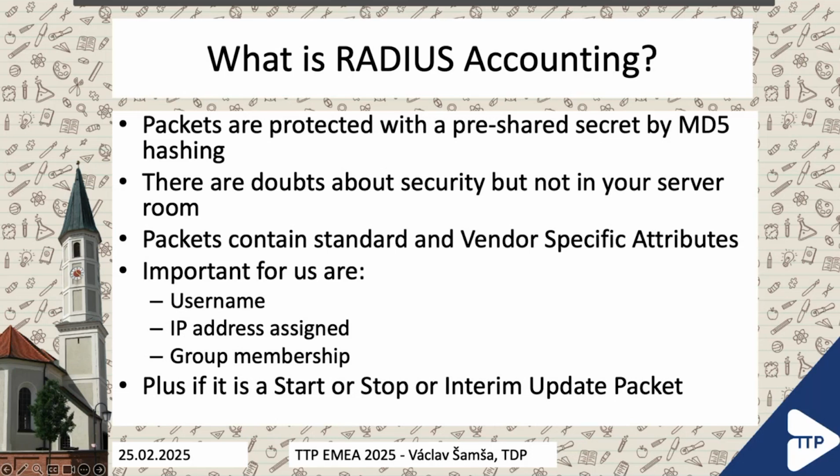Those start, stop, and interim update packets are protected, so that the content of the packet is hashed with a pre-shared secret. Pre-shared secret means that you generate some string, you copy the string, you set it at the server side, you set it at the client side, and then they can understand each other. So when you monitor your network traffic, you can see the packets. You cannot see the content. If you want to read what is in the packet, you need to know the pre-shared secret, and then you can check.